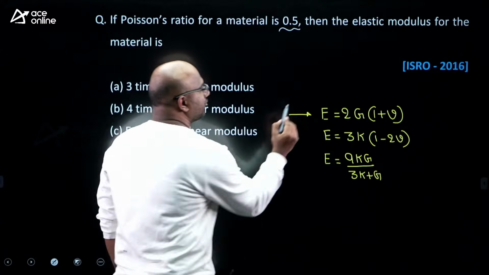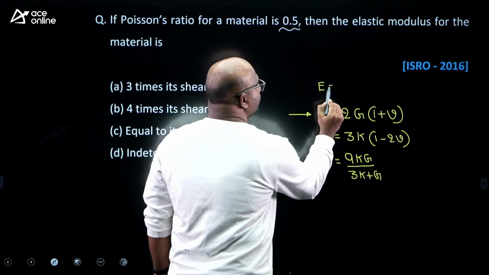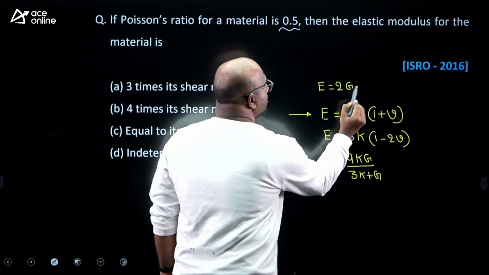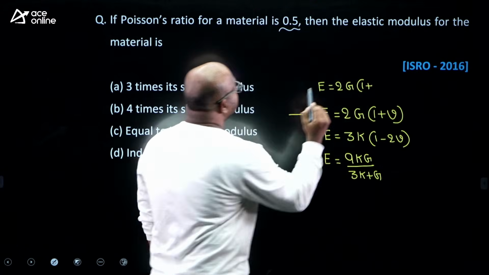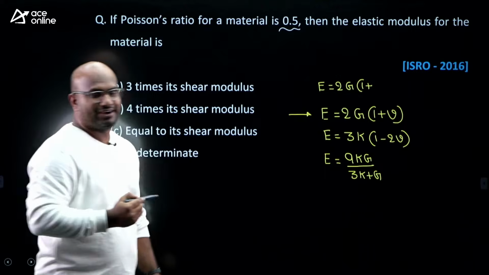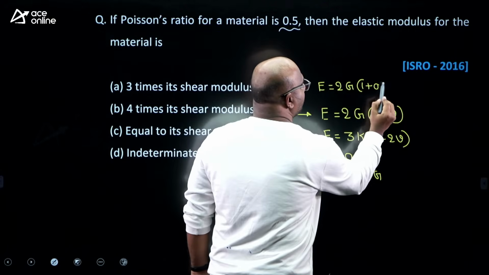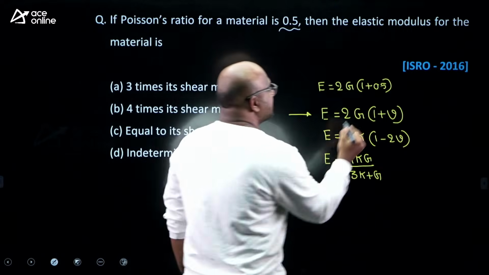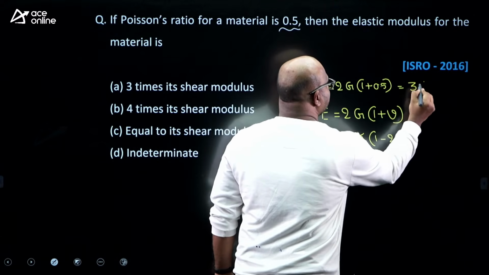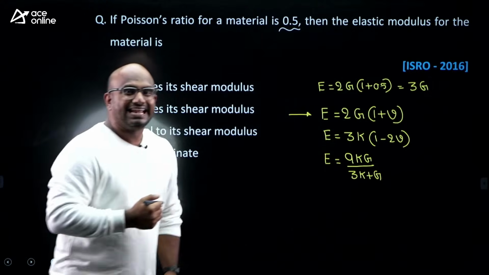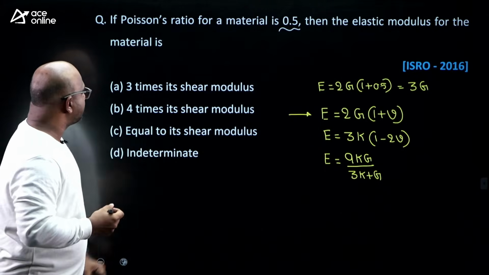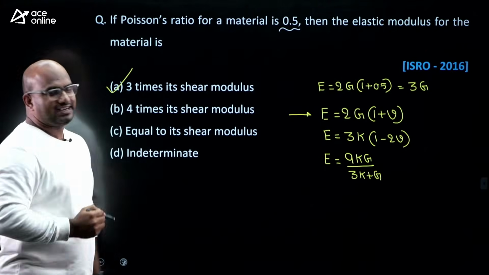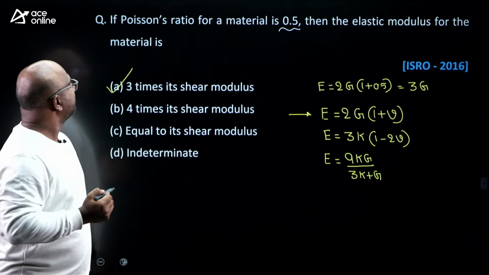How can we solve it? E equal to 2G into (1 plus V). What is the Poisson's ratio here? 0.5, which means 1.5. 1.5 into 2 is 3. So the answer is 3 times the rigidity modulus. So option A is the correct answer. I hope this is clear.